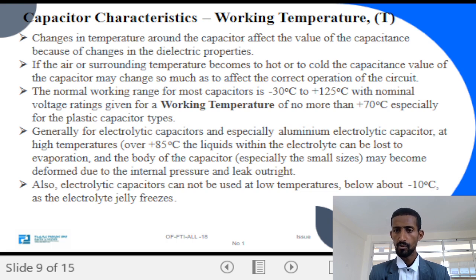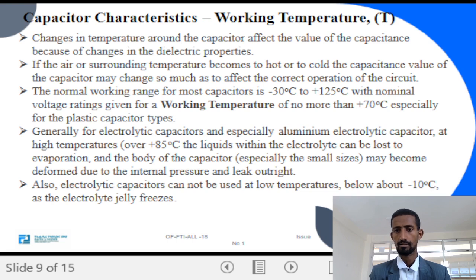The normal working range for most capacitors is between minus 30 degrees centigrade and 125 degrees centigrade, with nominal voltage rating given for a working temperature of no more than plus 70 degrees centigrade, especially for the plastic capacitor types. Generally, for electrolytic capacitors, especially aluminum electrolytic capacitors, at high temperature, that means around plus 85 degrees centigrade, the liquid within the electrolyte can be lost to evaporation.